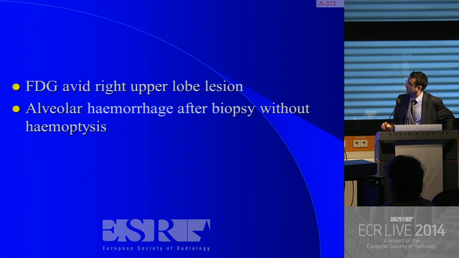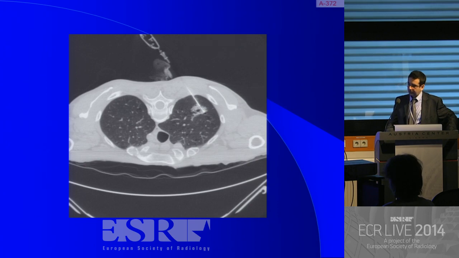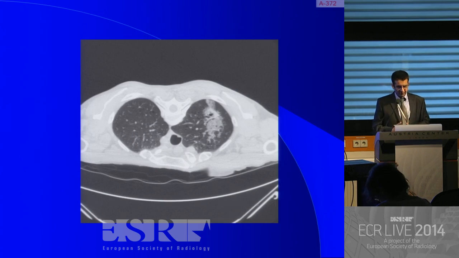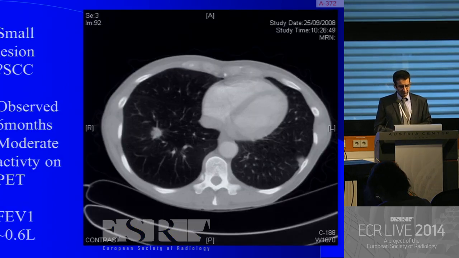One patient had a PET-positive right upper lobe lesion. We're targeting this under CT guidance in the prone position. You see some alveolar hemorrhage there in the parenchyma. It's not unusual. This patient did not have any hemoptysis, and this is all we saw, and it settled.